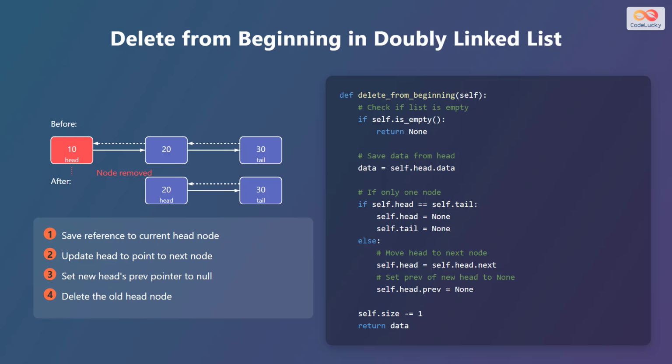Here's the code. First, check if the list is empty. If it is, return None. Save the data from the head node. If there is only one node in the list, set both head and tail to None. Otherwise, move the head to the next node and set the previous pointer of the new head to None. Finally, decrement the size of the list and return the data that was deleted.